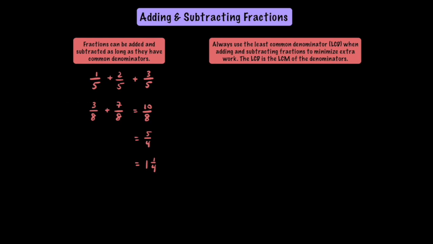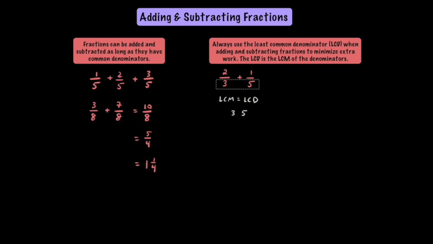Now I'm going to talk about what to do when you have denominators that aren't the same. When adding the fractions 2/3 and 1/5, we notice that their denominators are not the same. To make these denominators the same, we're going to have to find the LCM of 3 and 5, or in this case, the LCD. Remember, the LCD is just the LCM of the denominators.